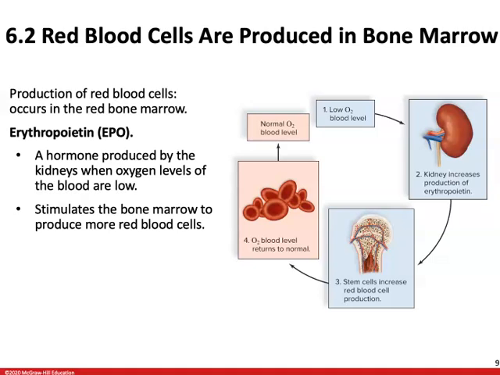So erythropoietin, EPO, is a hormone that's produced by the kidneys when oxygen levels of the blood are low. This is going to stimulate the bone marrow to produce more red blood cells.